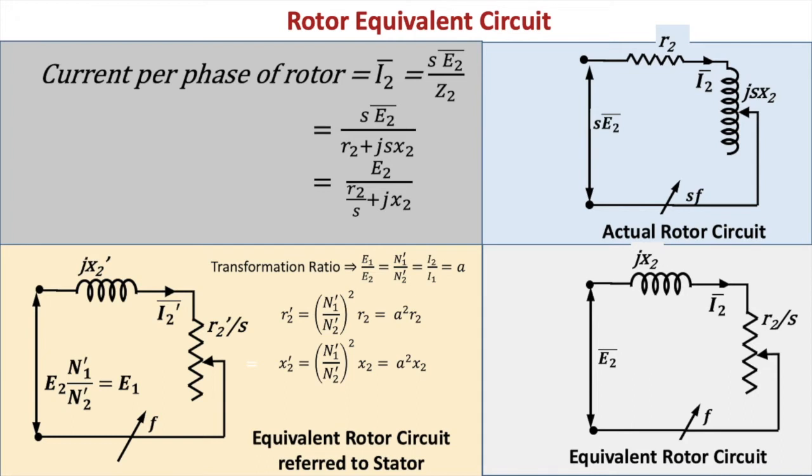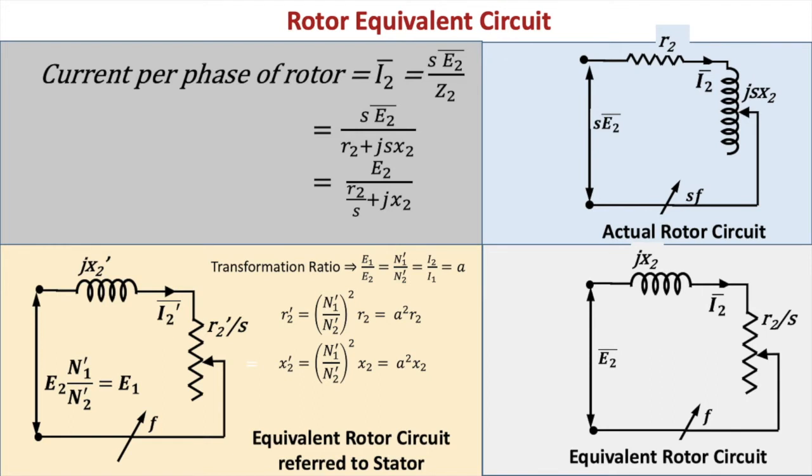So the resistance of the rotor has to be referred to the stator side, that will be equal to (N1 dash by N2 dash) whole square into R2, and when we refer the reactance from the rotor to the stator side, that becomes (N1 by N2 dash) whole square X2, that is equal to a square X2. So the circuit over here is the equivalent rotor circuit referred to the stator side.